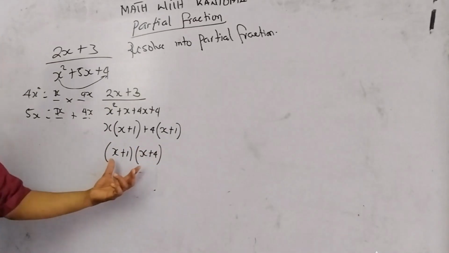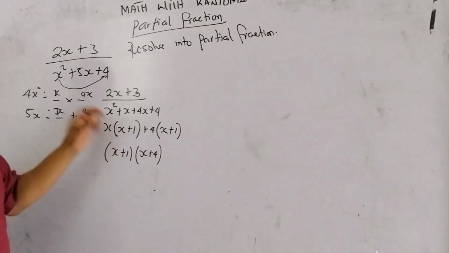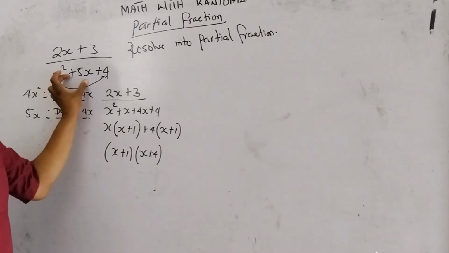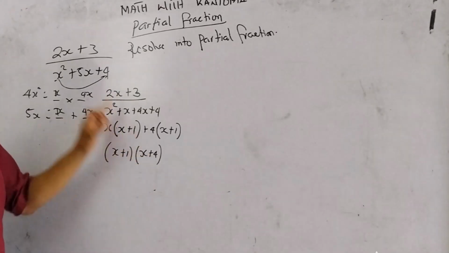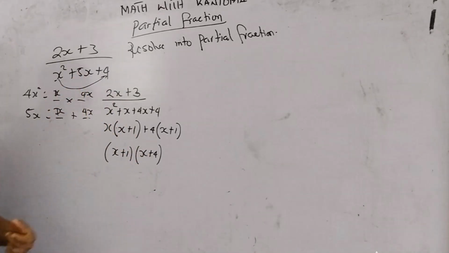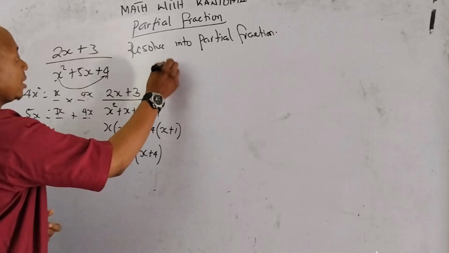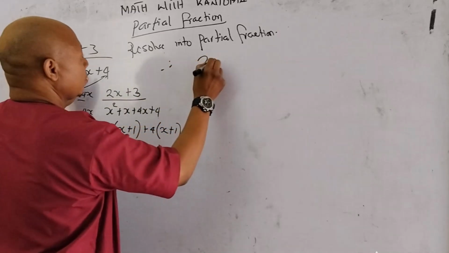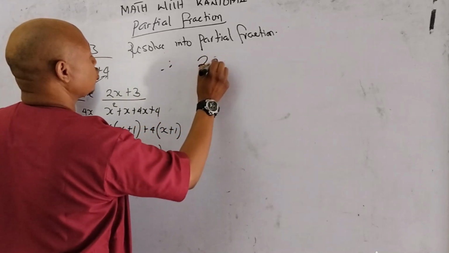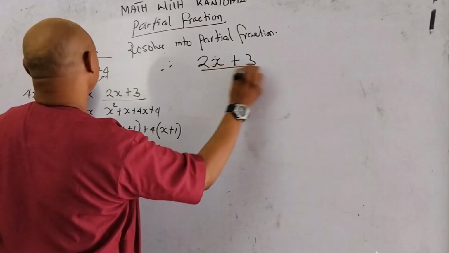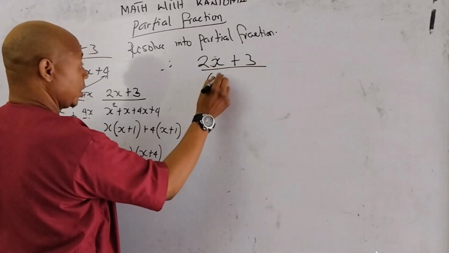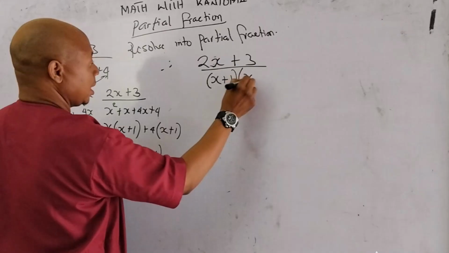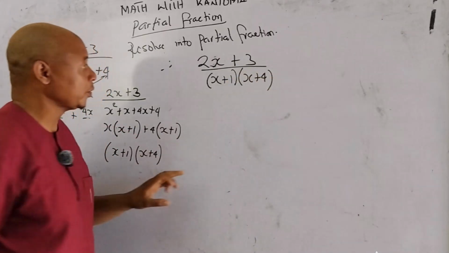So now these are the prime factors of the resolution to this. Instead of writing this quadratic equation, I can substitute these prime factors here, before we resolve into the partial fraction. So we say therefore, the problem now is given by 2x plus 3 divided by, instead of the quadratic, I substituted the prime factors, which are x plus 1 and x plus 4.